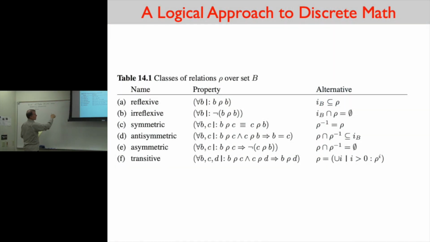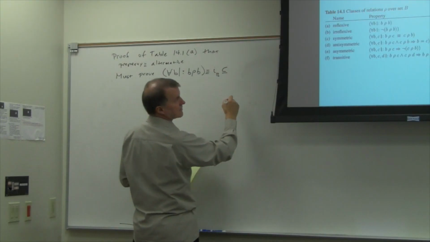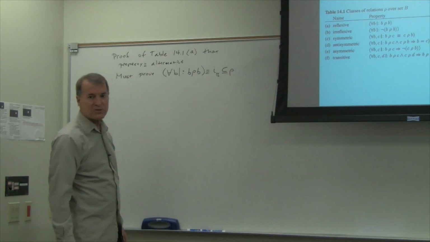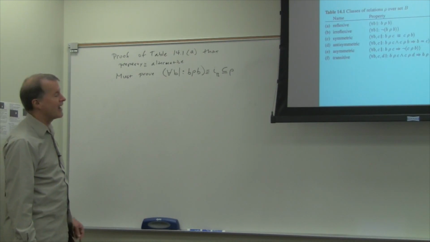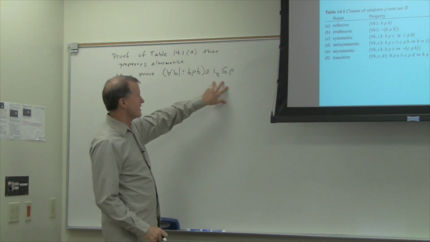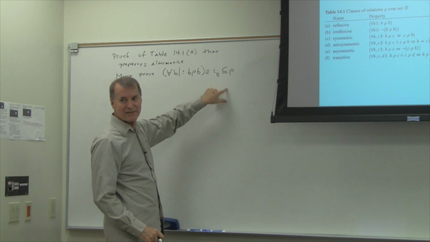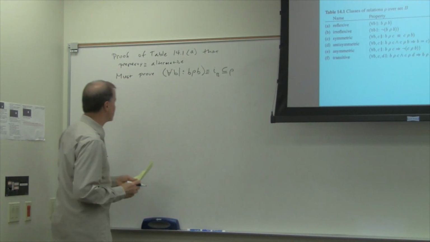for all b, b rho b equivales I sub b is a subset of rho. Now, how do you think we should start here? Start with the right-hand side. The right-hand side or the left-hand side? Right-hand. Yeah, you guys are getting good at this. Because on the right-hand side, we can use the definition of I sub b, the definition of subset, and hopefully work our way to this. Okay, so I sub b is a subset of rho.